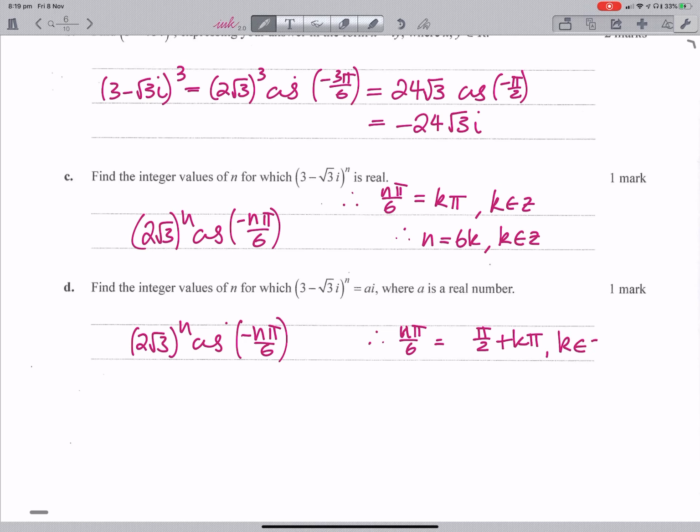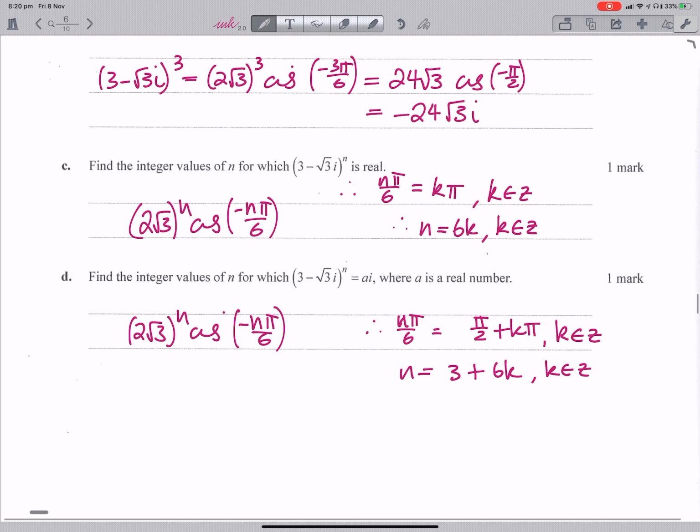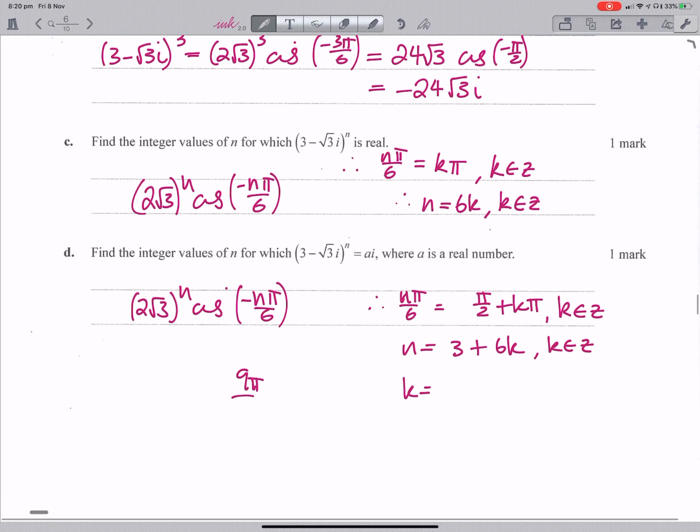K is an element of Z. Okay, so if we divide the pi across and multiply the 6 across, we get n is equal to 3 plus 6k, k is an element of Z. So let's test it. K equals 0, we get n is 3, which means we get negative pi on 2, which is imaginary, but no real part. K equals 1, we get 9 pi on 6. 9 pi on 6 is negative 3 pi on 2, so they always, yep. So that's our answer, 3 plus 6k, k is an element of Z.